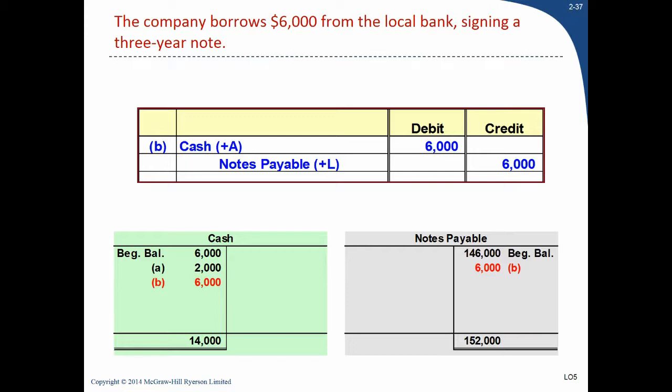We first have to understand what the transaction is. We have to record the correct journal entry, and then we have to post, right? So here's our journal entry, debit cash 6,000 because we're receiving cash. Credit notes payable because we owe money to the bank. We post this 6,000 to the cash, debit, cash is increasing. We owe the bank $6,000 more dollars, it's on the credit side.